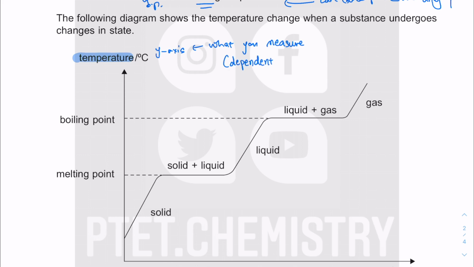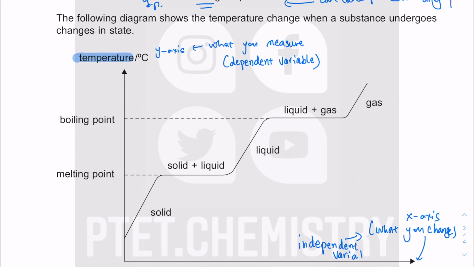So if you are going to stay in sciences for a long time, you need to know that there are certain things in an experiment. Here this is the x-axis, and the x-axis is what you change, and what you change is called the independent variable. Variable means things that can affect the result of an experiment, and there are two different kinds of variables. One is dependent, one is independent.